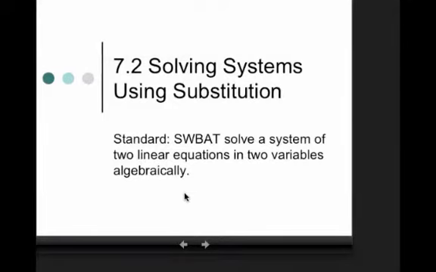So yesterday we looked at solving systems using the graphing method. Today we're going to be looking at it using substitution. So this is section 7.2. Your notes today will represent your page number 3. So if you don't have your note sheet, please pause and make sure you grab it. Your standard today is to solve a system with two linear equations and two variables algebraically. So we will not be using the graphs whatsoever today.